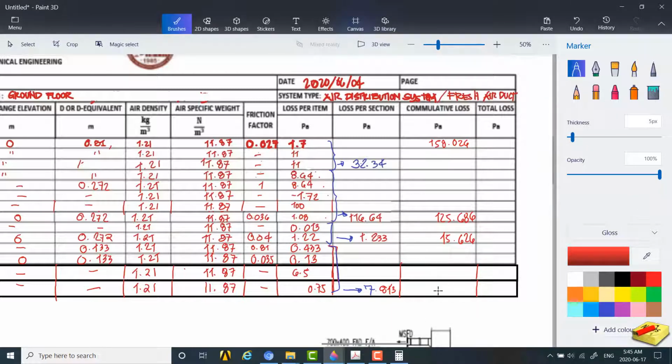Then lastly we have your pinakababa niyan, summary of that one. So that will be 7.813. Now if we're going to add this one, the summation of this one is also ito ng value niya. So you have the total loss of 158.026. That will be the total loss ng section na ito.